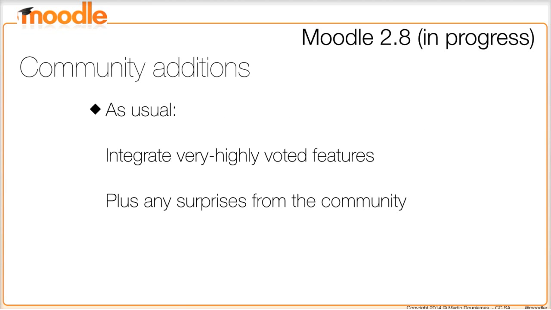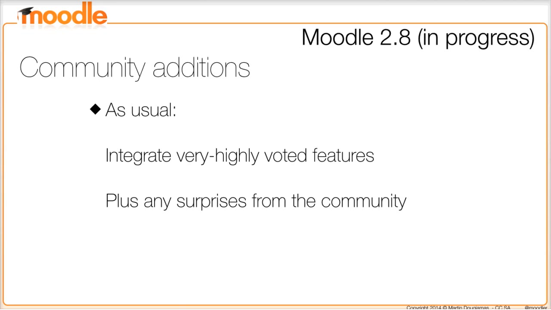And last of all, I'm running out of time. Community editions: I've just talked about the things that Moodle HQ is working on, but we will always be integrating very highly voted features as we do every release, or any of these surprises that come in from the community. There are a lot of people out there working on cool stuff. Say conditional activities from Sam Marshall at the OU was one of those where they needed it at the OU. He worked on it.